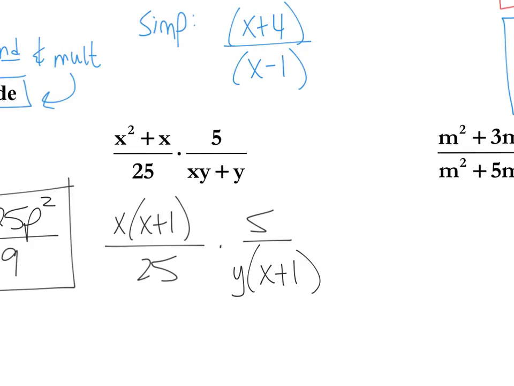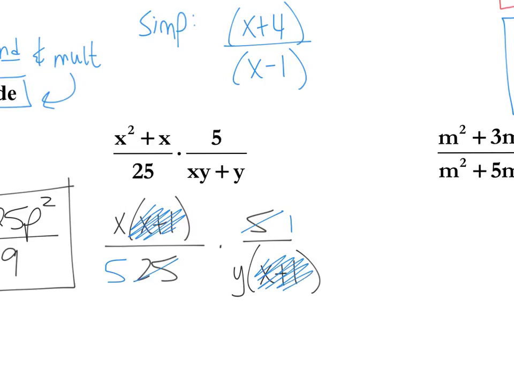And now what we can do is cancel. We can cancel up and down, or you can cancel crossways. And I know you noticed that the 5 and the 25 can cancel. So I'm going to cross out the 5. That just changes to a 1. Cross out this, which changes to a 5. What I'm doing is dividing both of those numbers by 5. And you can see that the x plus 1 factors can cancel.